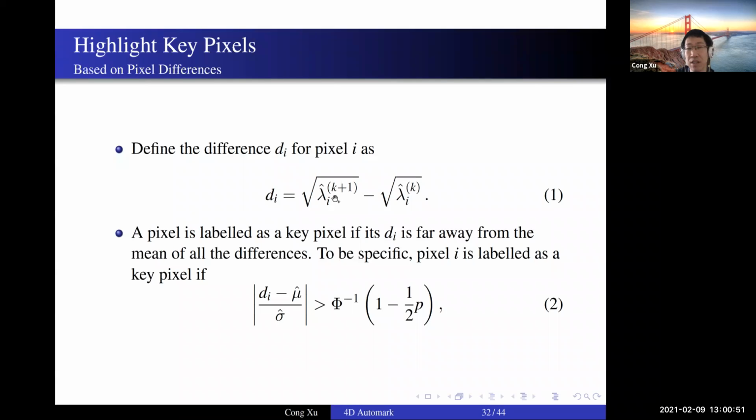fitted Poisson intensities. Given that, we have this difference for each pixel, and then we can calculate the empirical distribution of these differences. For these differences, we can calculate their sample mean and sample standard deviation. Then we can define the key pixels to be the ones that are pretty large or pretty small compared to the sample average for these pixels. We denote these pixels as the key pixels.